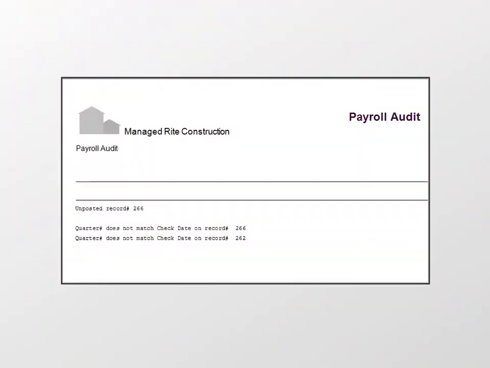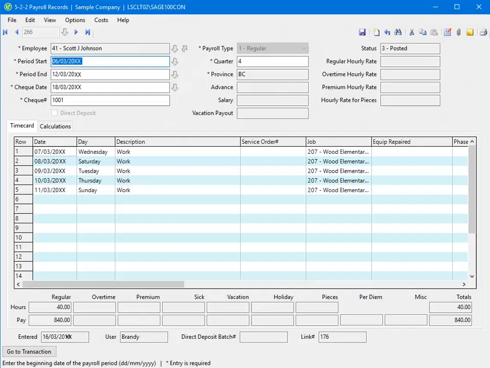The last error we'll discuss is quarter number does not match check date. This error indicates that a check date does not fall within the quarter selected on the 522 payroll record. Let's take a look at how to correct this. To correct the quarter check date mismatch, open 522 payroll records and pull up the record indicated on the payroll audit. Then determine whether you need to correct the check date or the quarter.